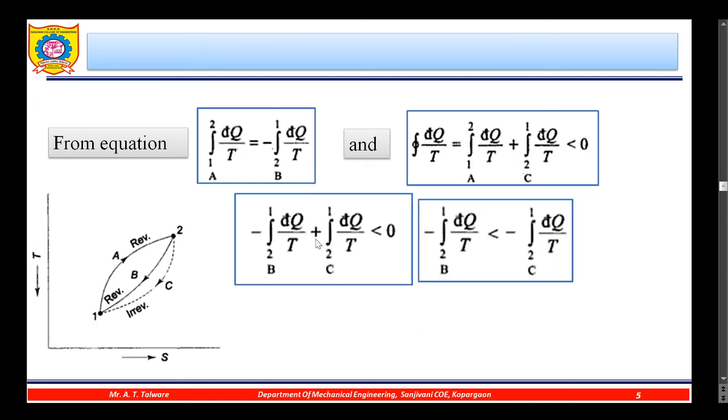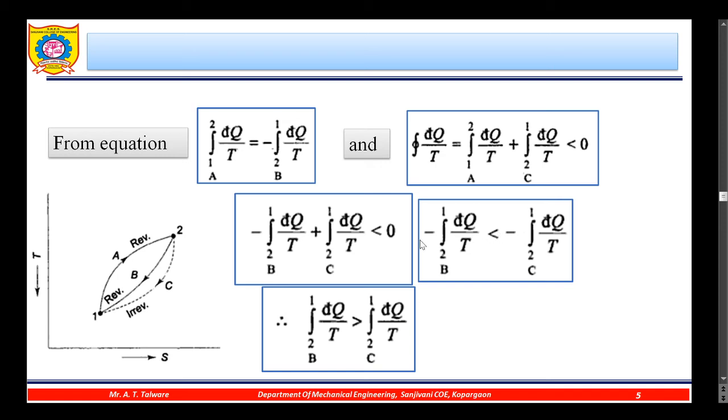So from this, if you consider this on the right side, this will be minus, and therefore by considering positive sign on both sides, we have to reverse the equality sign here. That is, this is less than, it becomes greater than. So we'll get the integration of delta q upon t for path B is greater than the integration of delta q upon t for path C.